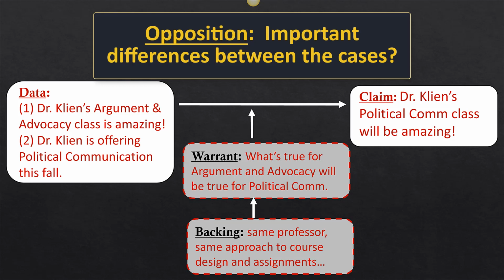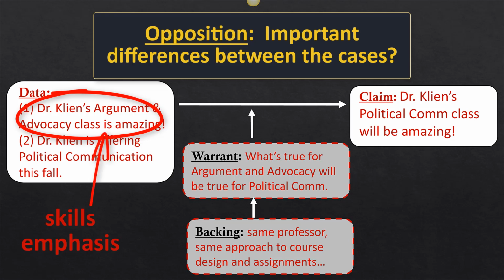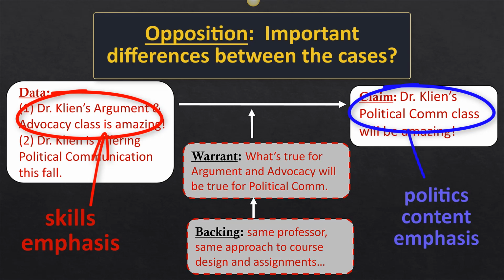On the one hand, argument and advocacy is much more skills-based in terms of applying specific skills to be able to analyze and evaluate arguments, and then to be able to put together and present arguments. Whereas political communication is a class that, while some of those kinds of things are going on, the content is much more subject area based.